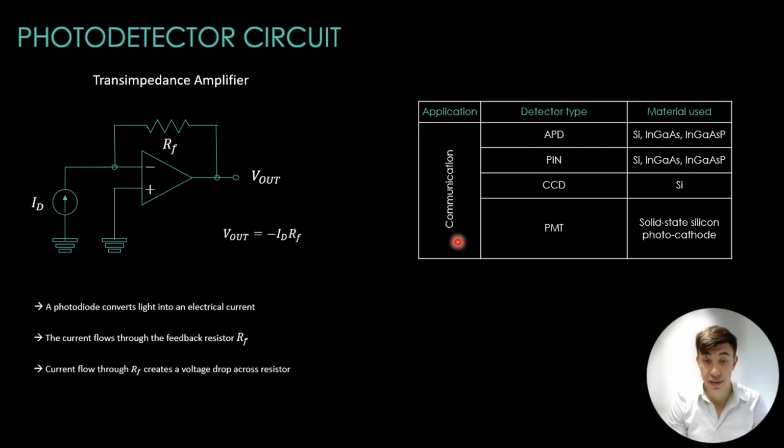And CCDs, charge-coupled devices, and PMTs, photomultiplier tubes, are used in specific applications, with CCDs known for imaging, and PMTs for extreme low light detection.